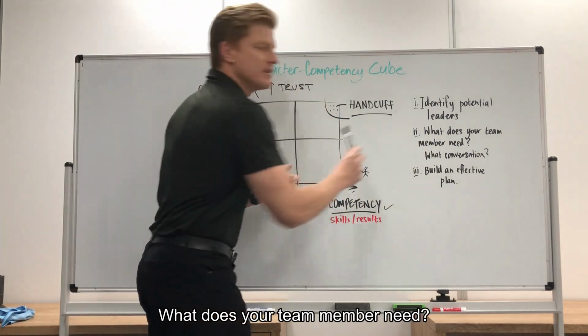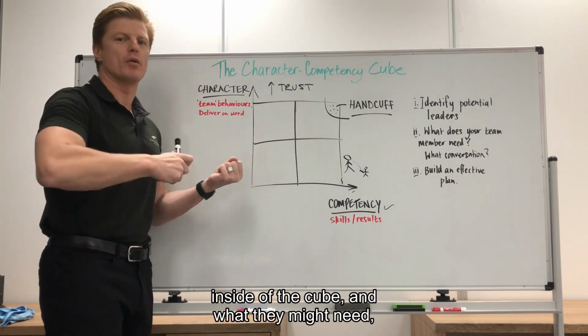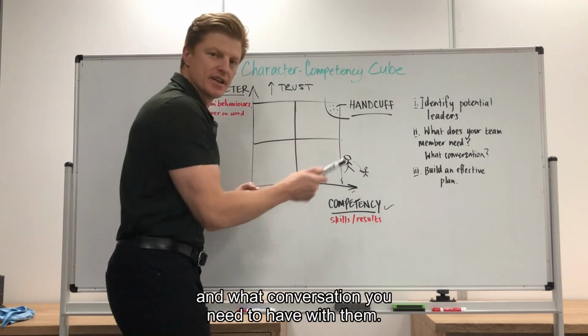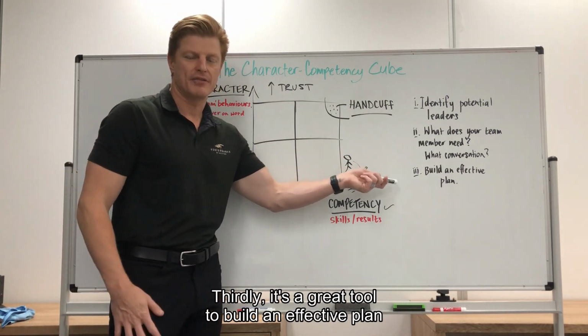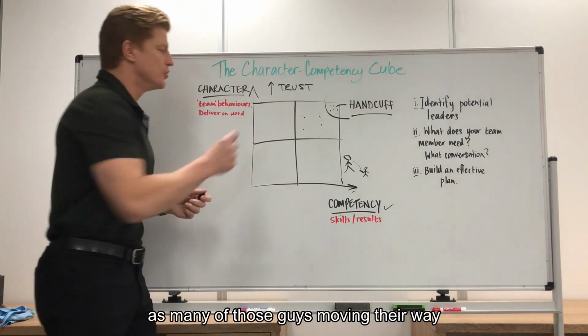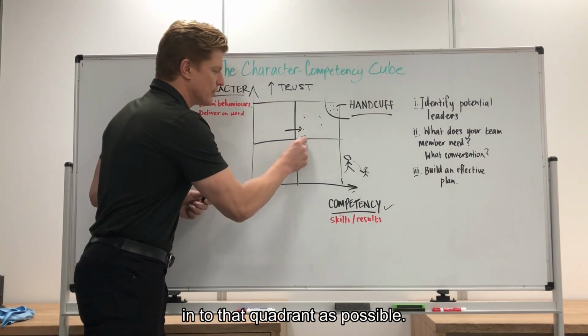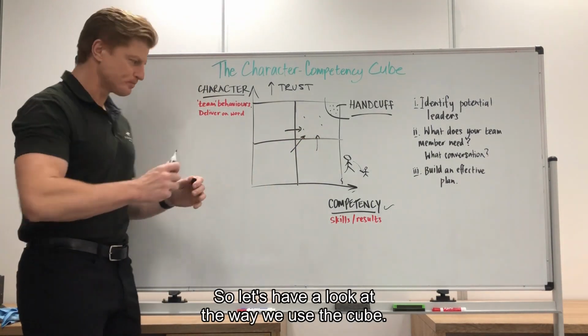Two, what does your team member need? This tool is going to identify where your players are inside of the cube, what they might need, and what conversation you need to have with them. Thirdly, it's a great tool to build an effective plan for your team to get them into the top right quadrant, and as many of those guys moving their way into that quadrant as possible. So let's have a look at the way we use the cube.